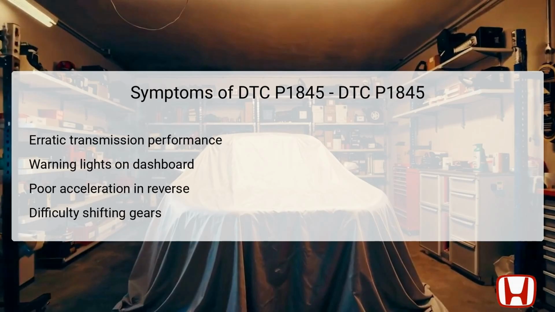Specific performance issues, such as poor acceleration when the vehicle is in reverse, can further indicate that the TCM is not receiving accurate data from the sensor. Additionally, difficulty shifting gears or an inability to change between different driving modes may occur due to the TCM's misinterpretation of the vehicle's speed information. Recognizing these symptoms can aid technicians in pinpointing the issue swiftly and implementing a solution.